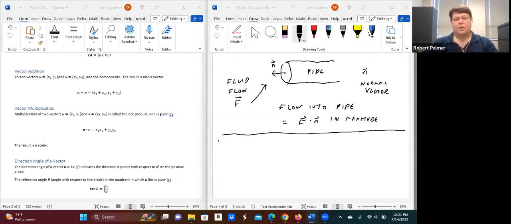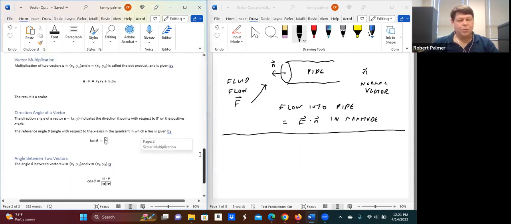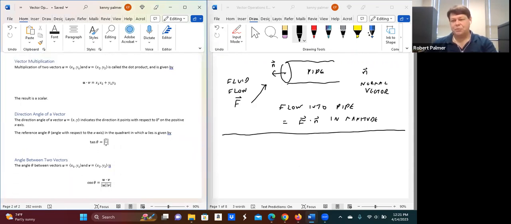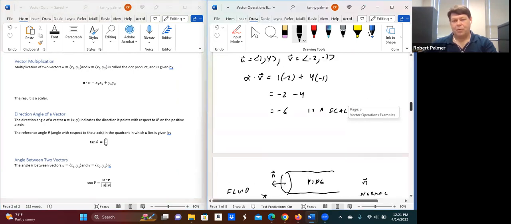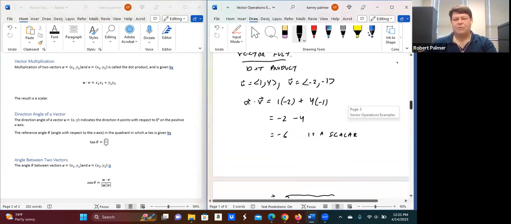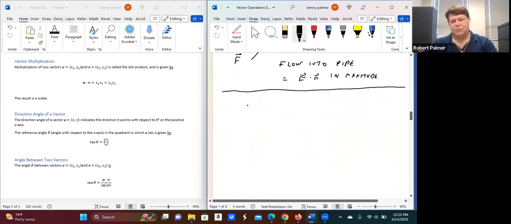Okay, I'm back. A couple more things I want to discuss. Let's talk about the direction angle of the vectors. We'll take one of the vectors we have. Let's do a simple one, just 1, 4. Actually, let's take -2, -1. So, direction angle.